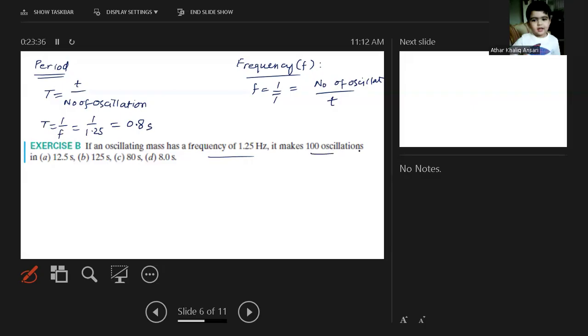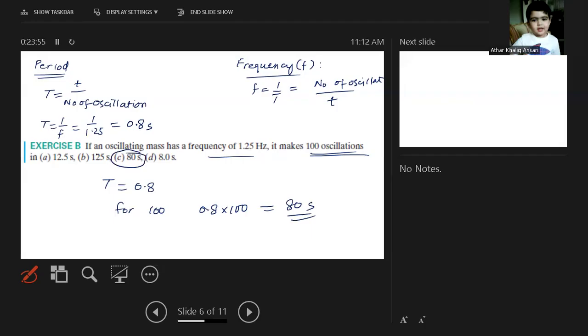But in this question, they are asking 100 oscillations. So if the period is 0.8, then for 100 oscillations, what you will do? 0.8 times 100, that is 80 seconds. So this will be 80 seconds, C.